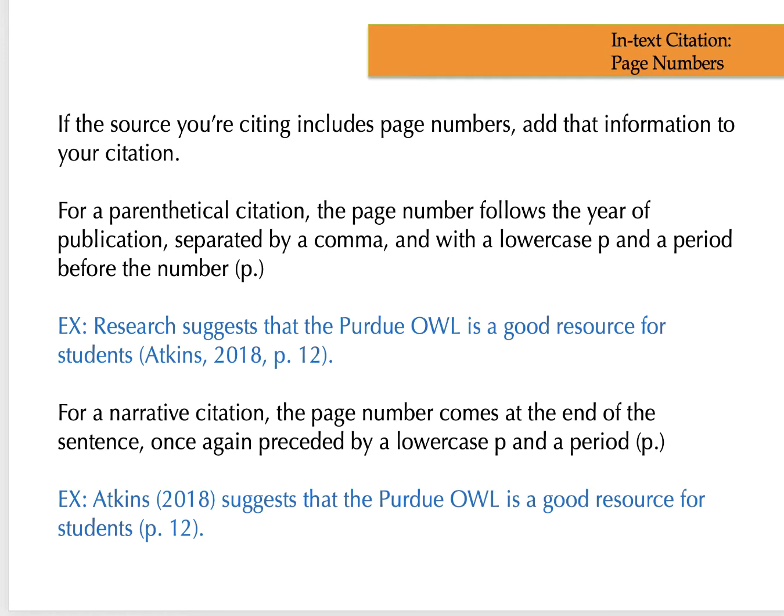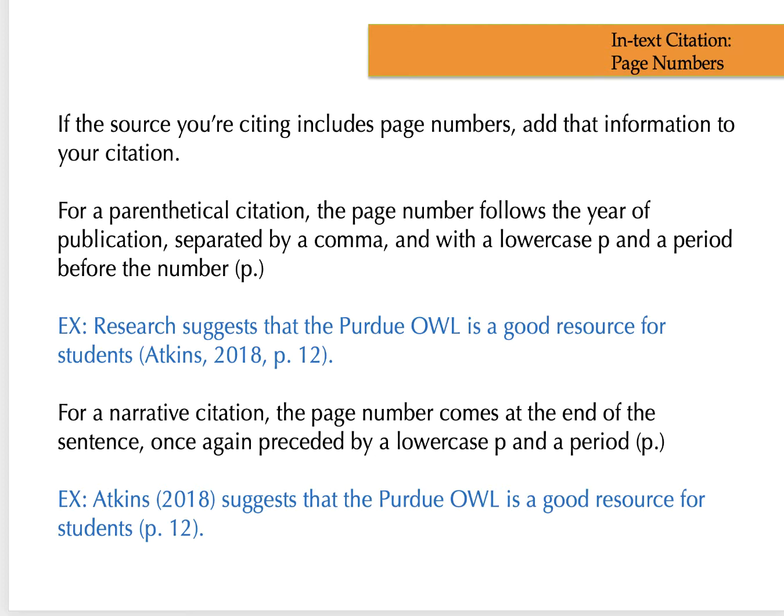The narrative citation is like, as you're talking, as you're writing, you just slip it in there. So for a narrative citation, the second example, the page number comes at the end of the sentence, and once again preceded by a lowercase p and a period. So with the narrative citation, it says Atkins 2018 suggests that the Purdue OWL is a good resource for students, and then the actual page reference comes at the very end when you use narrative referencing.